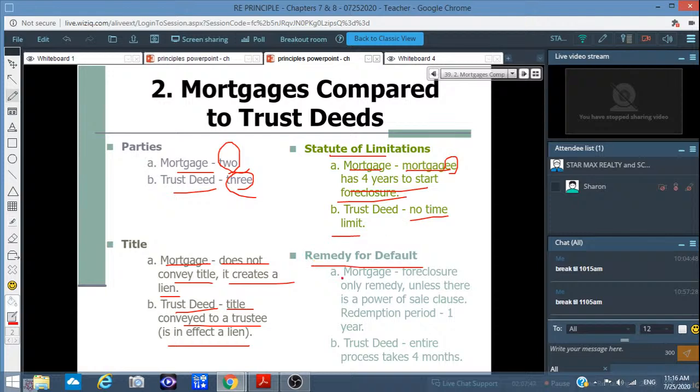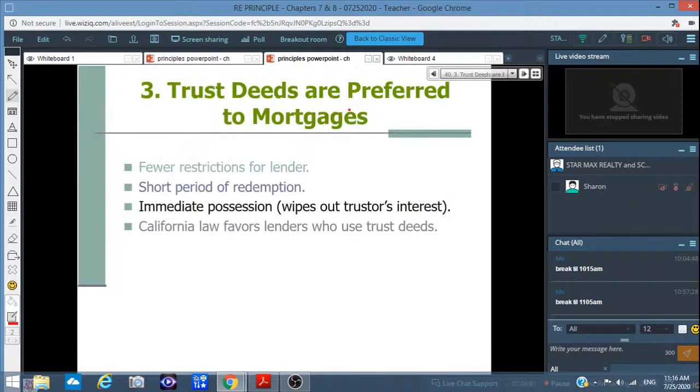Remedy for default, how to resolve nonpayment? With a mortgage, foreclosure is the only remedy unless there's a power of sale clause, with a redemption period of 1 year. With a trustee, the entire process takes 4 months, done in 4 months. So you're going to use a trustee. Trustees are preferred to mortgages because it's quick and simple, with fewer restrictions for the lender, which makes it easier for the bank. Short period of redemption, 3 months, total actually 7 months. Immediate possession, handed over to the new owner right away. It wipes out the trustor's interest.